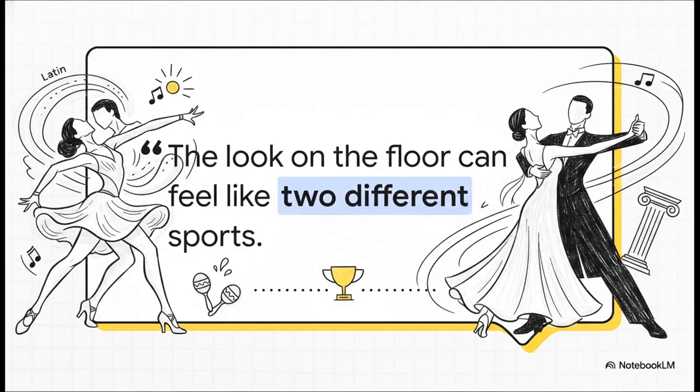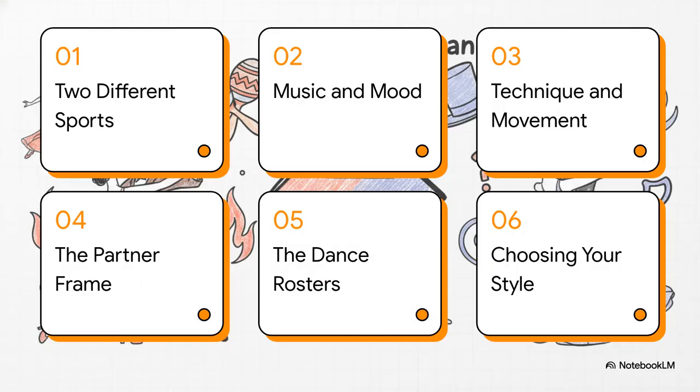You know, there's this famous saying in the dance world: the look on the floor can feel like two different sports. And honestly, that is the absolutely perfect way to frame our discussion today. While Latin and standard both fall under the broad, technical umbrella of competitive ballroom, they demand entirely different body actions, totally different partner frames, and a completely shifted performance energy. To a trained eye, it's literally like watching two different athletic events that just happen to be sharing the exact same floor.